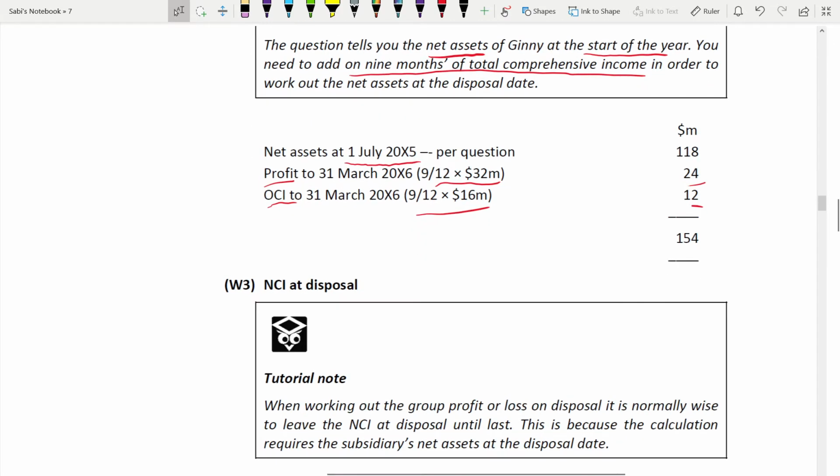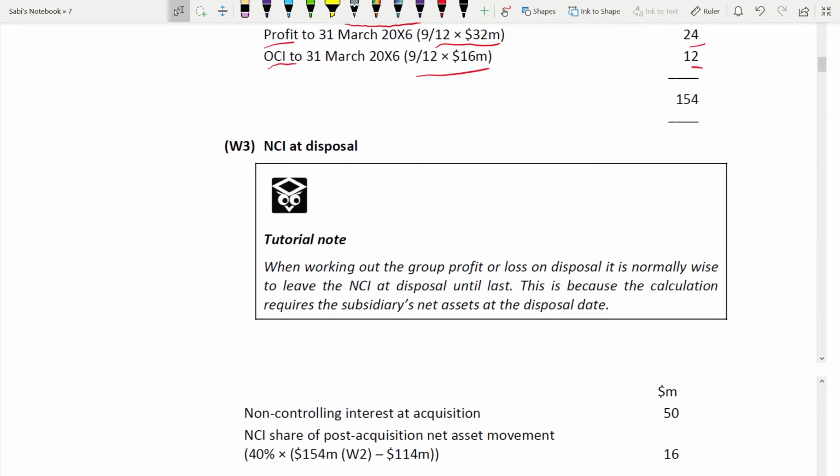Then we have NCI at disposal, which is working 3. When working out the group profit or loss on disposal, it is normally wise to leave the NCI at disposal until last. This is because the calculation requires the subsidiary's net assets at disposal date. NCI calculation should be done at the end. Most people struggle if they don't know the order of workings. This will cost you a lot of marks and waste a lot of time if you don't know which has to be done first and which last. NCI is always done last because you need the net assets at the disposal date, and those have to be calculated. So the net asset working has to be done before the NCI.